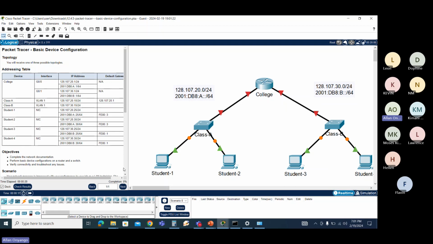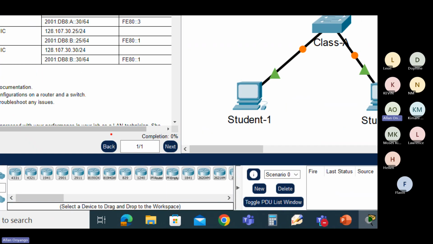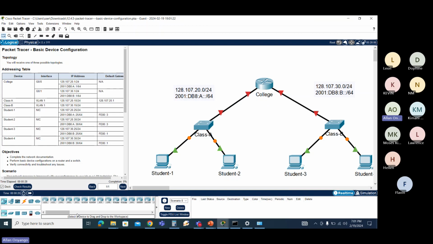Make sure you score 100% right here. Very, very important on the completion. One more disclaimer.